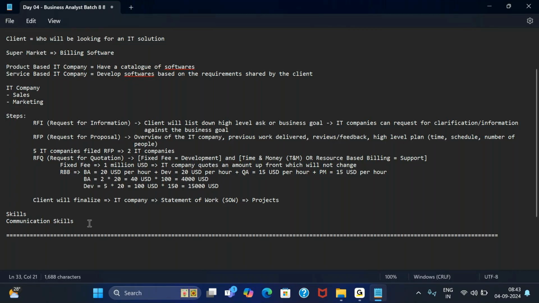Okay, now we'll stop here. We'll connect again tomorrow, and tomorrow we'll be taking our discussion forward by understanding some of the commonly used IT terms, before we get into details of the software development life cycle.